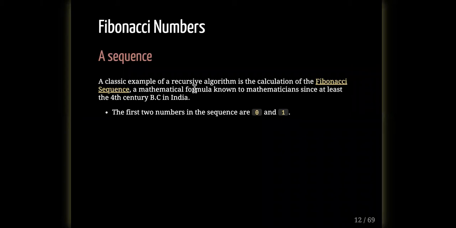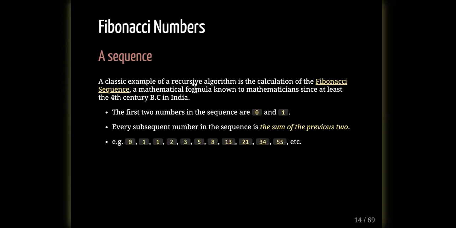Every other number after that follows an algorithm to calculate it. After that, you add together the previous two numbers to generate any subsequent number. So the third number, 0 is the first, 1 is the second. The third number would be 0 plus 1, 2. The fourth number would be that 2 plus the previous number, 2 plus 1, which is 3.